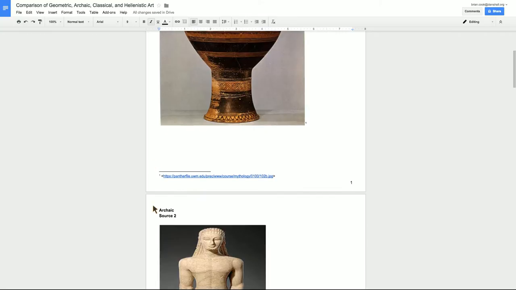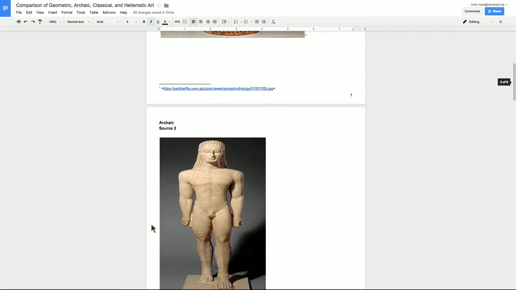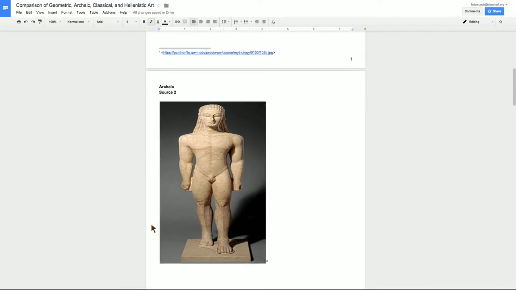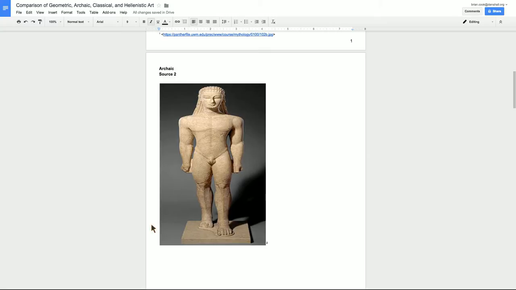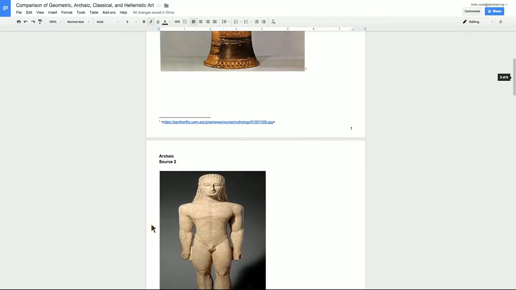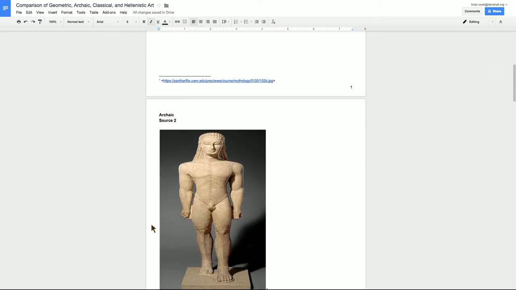I think this is actually probably a better way to think of it and a more clear way to think of it. One of the reasons, again, we had put some of the periods lumped together is because archaic is seen as a kind of transition period between geometric and classical. But let's go ahead and be a little bit more precise and call it its own period.